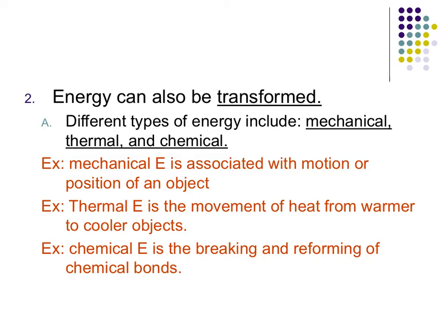Energy can be transformed from one type of energy to another. So we can talk about our different types of energy, including mechanical, thermal, and chemical energy. So mechanical energy is associated with motion or position of an object. Thermal energy is the movement of heat. So we're talking about the flow of heat from warm to cooler objects. And then chemical energy is the breaking and reforming of chemical bonds.